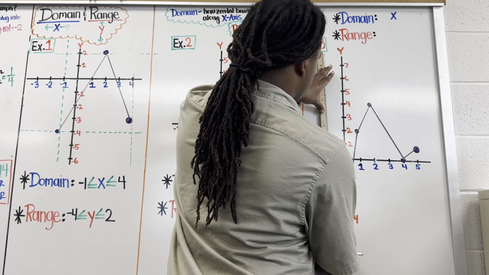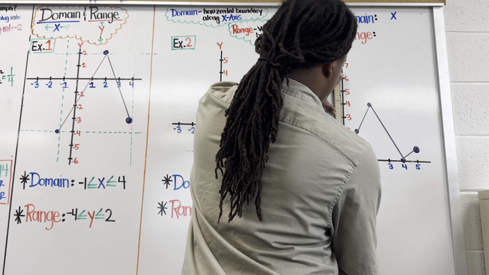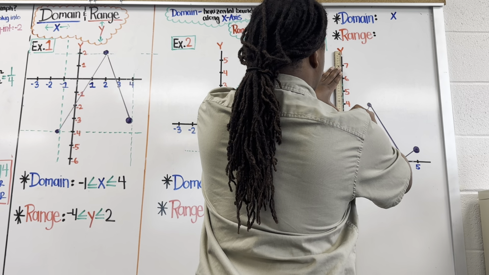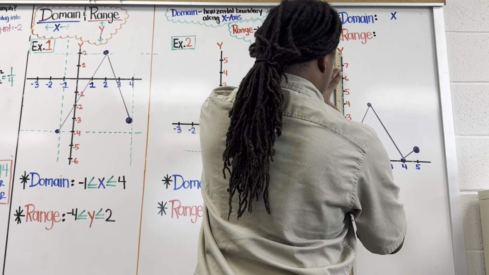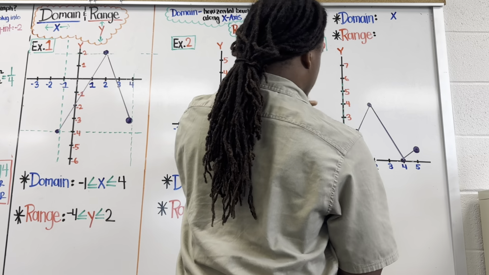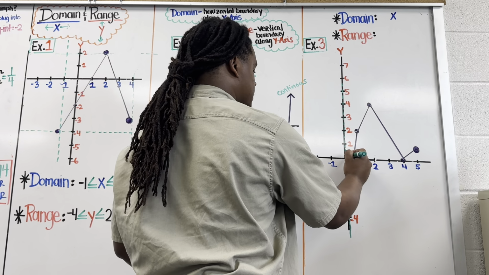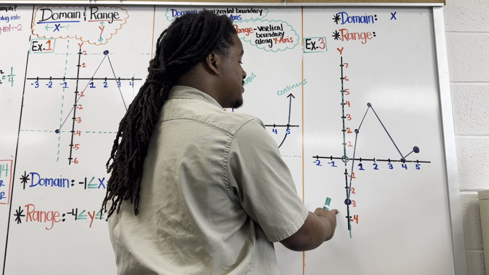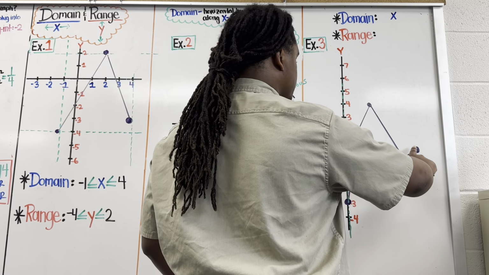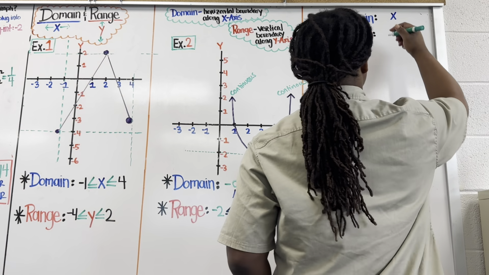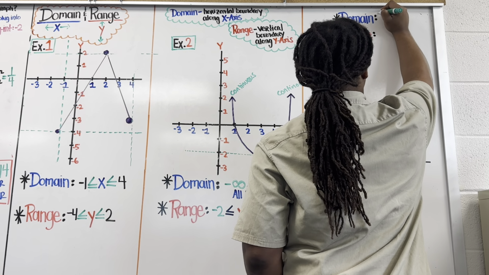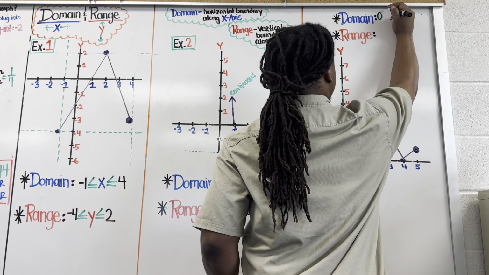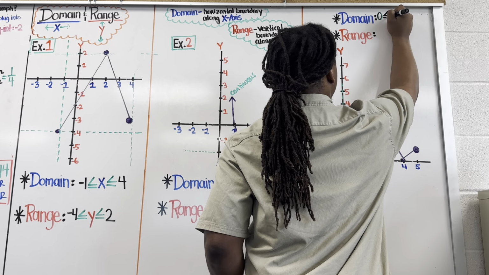So as I use the vertical line test to find out the domain, the lowest x that x can be is 0. On the y-axis, x is actually 0, and as you can see, that's a closed circle. So x can be 0, or it can be any value that's greater than 0 until we get here. So we're going to put 0 is less than or equal to x.